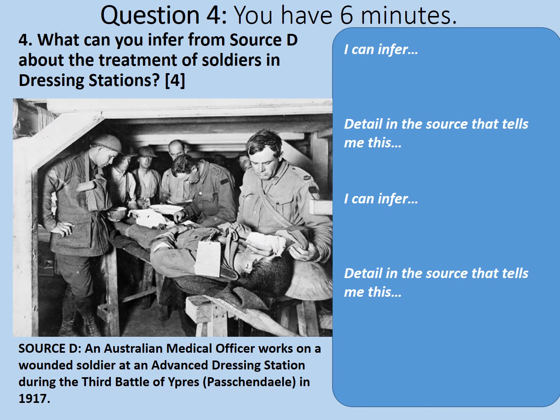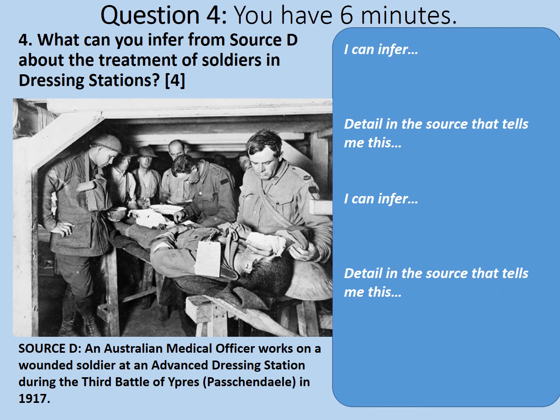Okay, what about question 4? What can you infer from source D about the treatment of soldiers in dressing stations? Right, this is the most common couple of mistakes that people can make with this particular question. The inference has got to be about the inquiry, in other words, the treatment of soldiers in dressing stations. If you were to make an inference like this, I can see that a soldier might be worried about gas because he's wearing a gas mask around his neck. Well, that's not about the treatment of the soldiers, so you wouldn't get a mark for that.